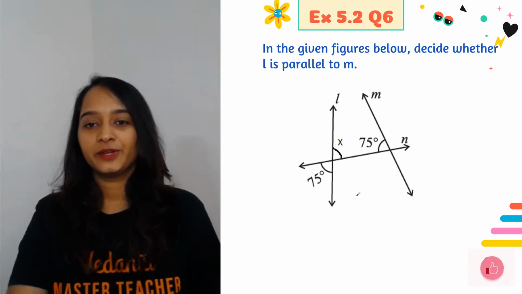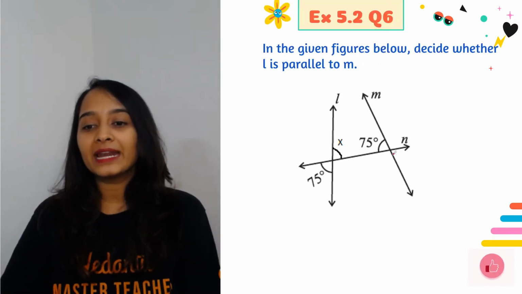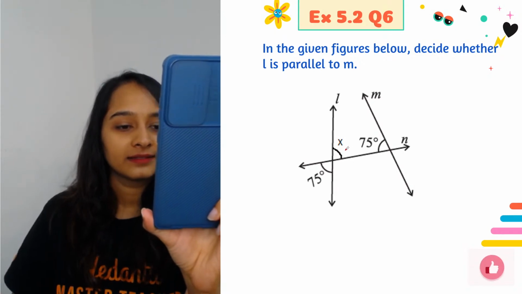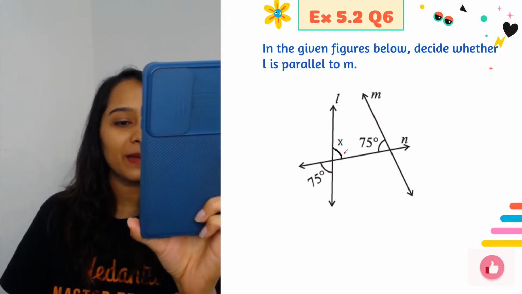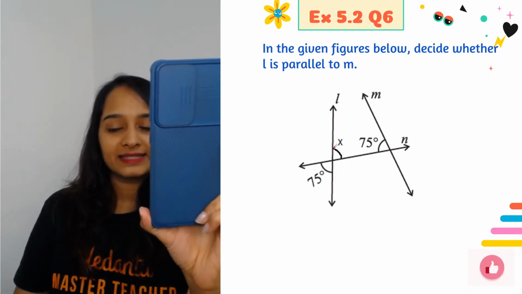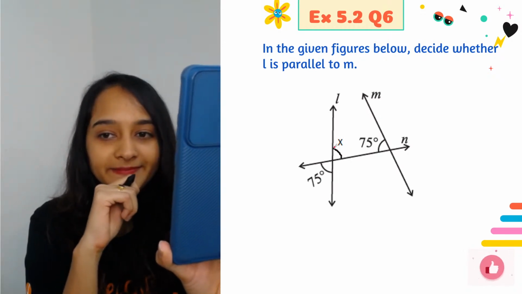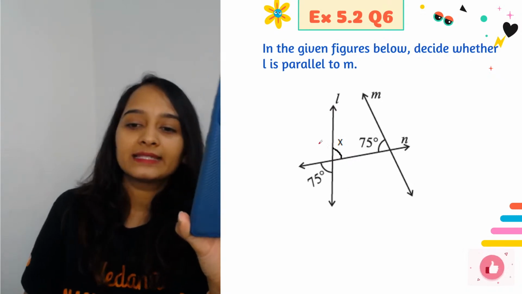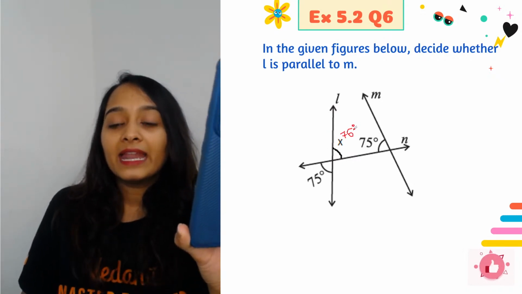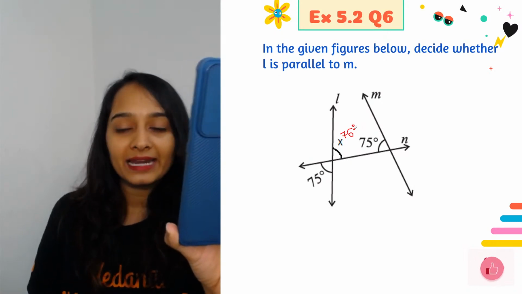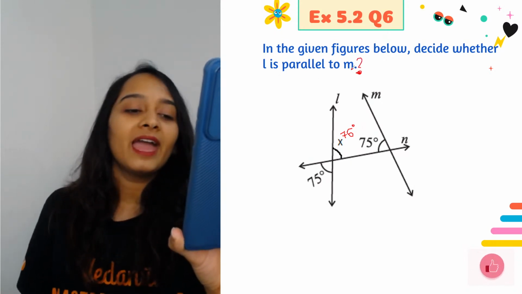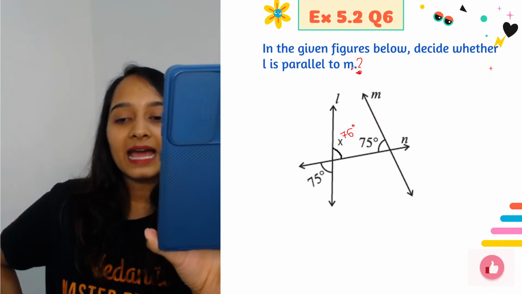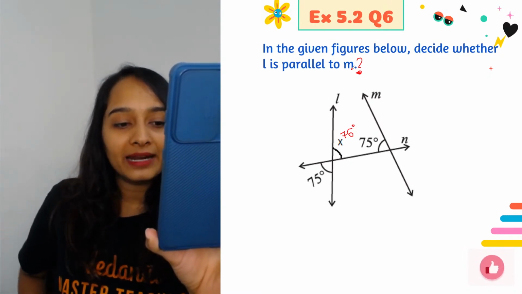Chalo, your next question. In the figure, L is parallel to M. Find the value of X. What is the value of X? Hi, Jishnu. Please don't spam, bacha. What is the value of X? In the given figure, decide whether L is parallel to M. Okay, X is also 75. Can I say that L and M are parallel? Decide if L and M are parallel to each other. Yes or no?